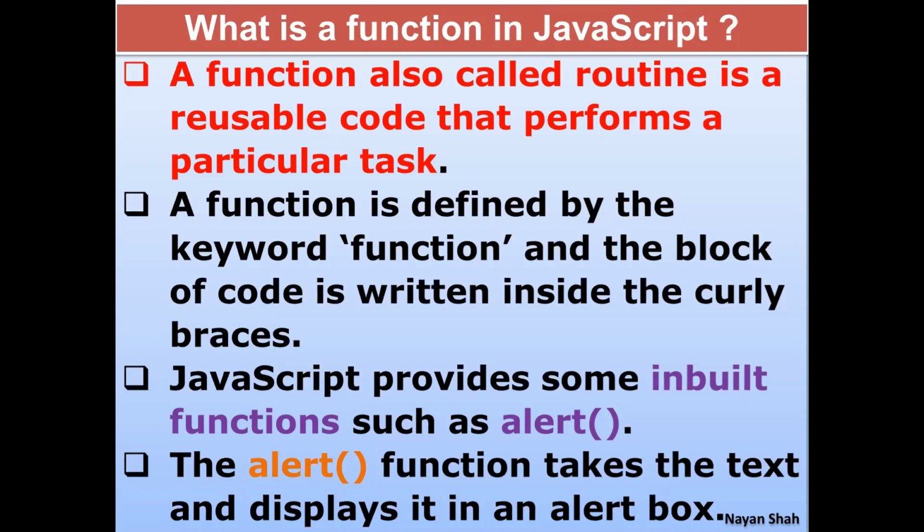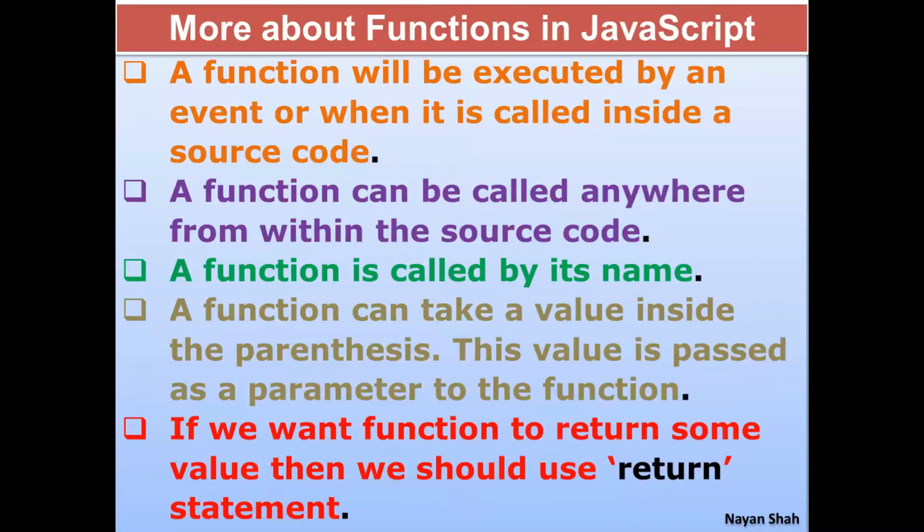On the screen, it comes in an alert box. So whenever you might have seen, some message comes on screen with an OK button. So that's an alert box where it wants the user to read this message and then click on the OK button. So that is a function in JavaScript.